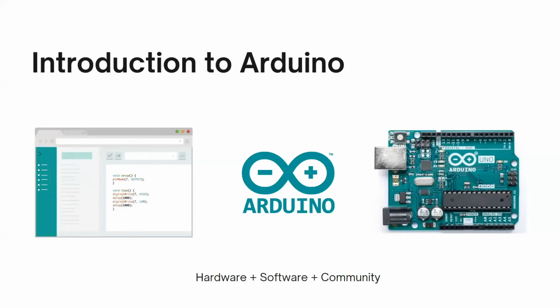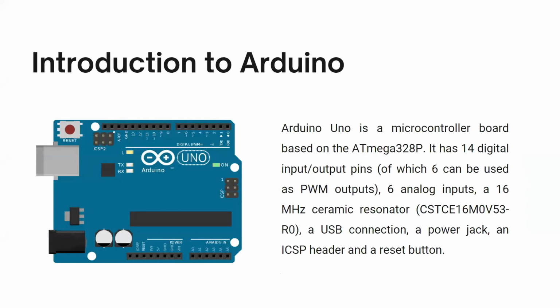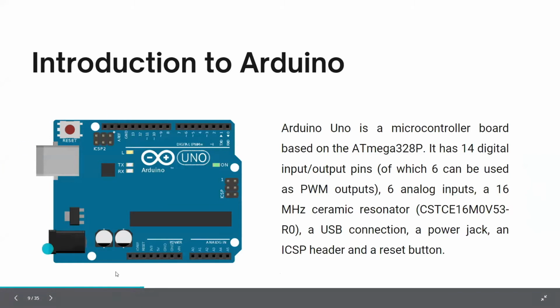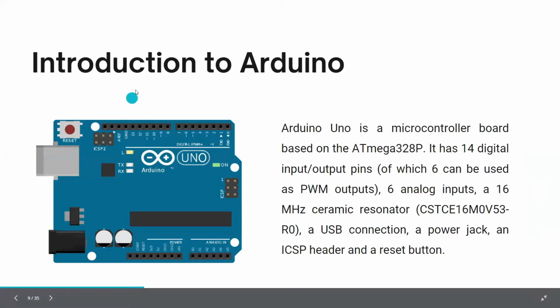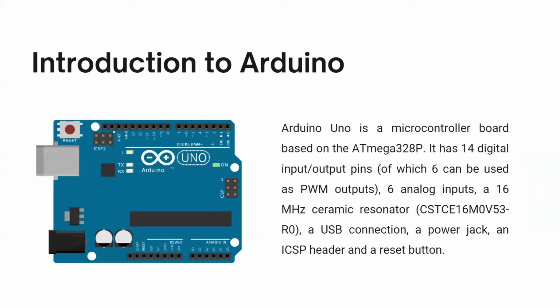Now we will see a particular board. The board that is shown here is the Arduino Uno. This is a very popular board of Arduino used by developers. Arduino Uno is a microcontroller board. It is based on the ATmega328P chip. The chip that is shown here is the brain of this Arduino. So this is the most popular Arduino board used in the market.